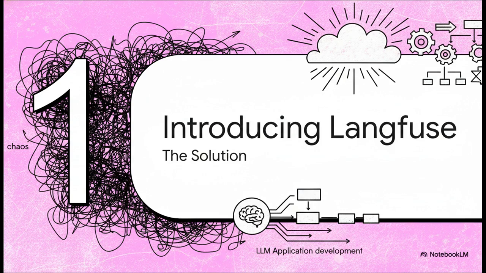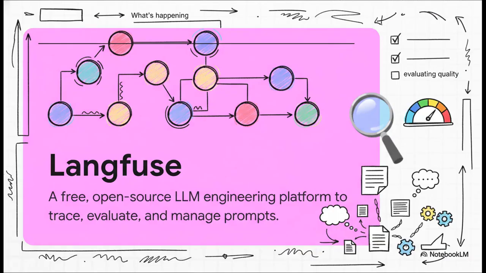Okay, so that's the mess we're dealing with. Now, let's talk about the solution. We're going to look at a platform designed to bring some serious order to that chaos. It's called Langfuse. So what exactly is Langfuse? Well, at its heart, it's a free, open-source engineering platform. Its whole job is to give you the tools you need to trace what's going on, evaluate if the output is any good, and actually manage your prompts like a professional. It's all about getting you out of that "let's just guess and see what happens" mode.